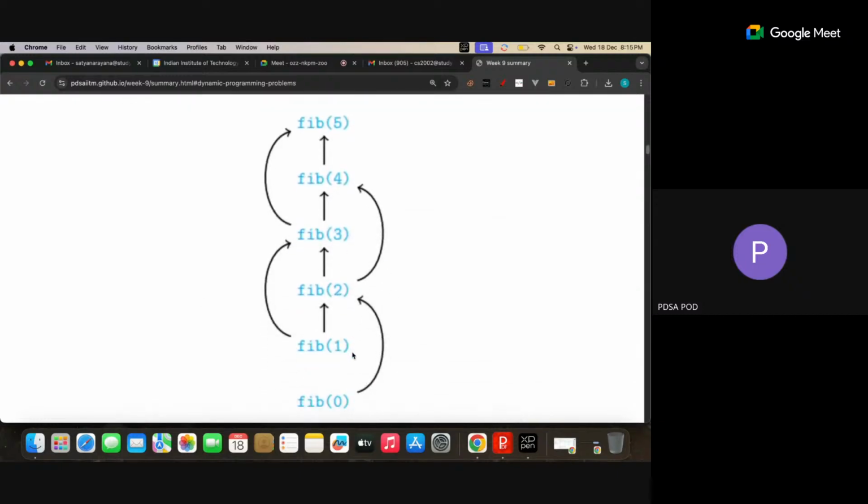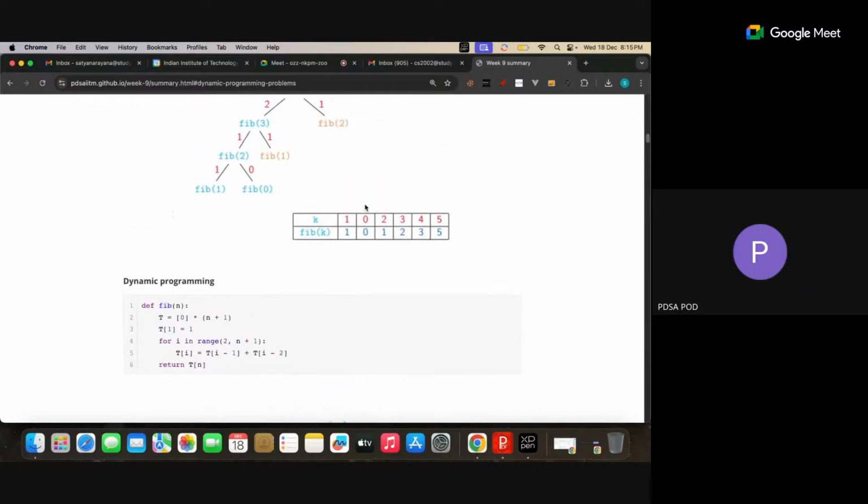Initially, we have the 0th and first values, which we want to store. To compute the second Fibonacci, we take the previous two Fibonacci numbers, the first and the 0th. To compute the third Fibonacci, we use the first and second Fibonacci and add them. To compute the fourth Fibonacci, we use the 2nd and 3rd. In this way, we want to do it.